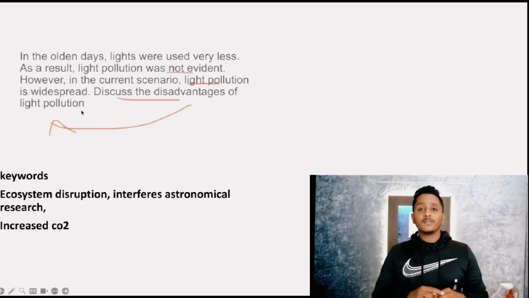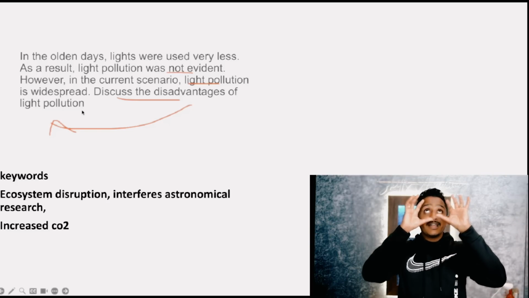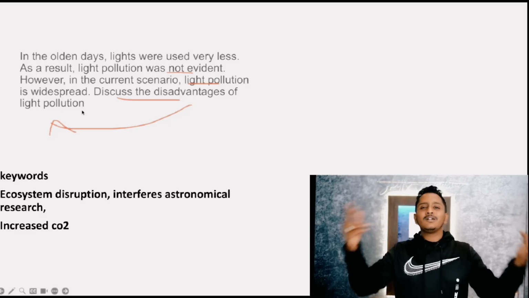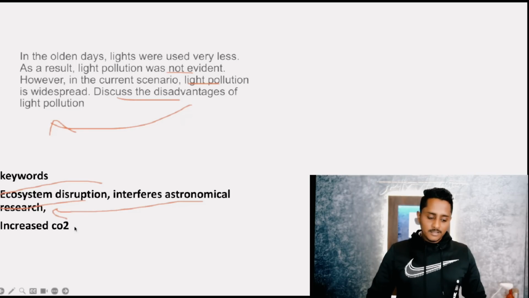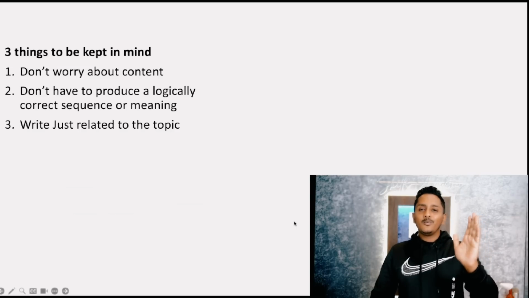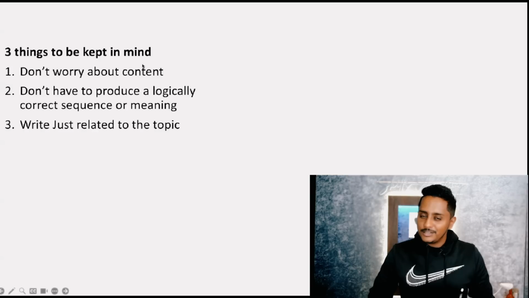It disrupts the ecosystem. We put a lot of lights, so where will the tigers go? And some astronomical experiments that happen will not be possible, because of pollution, the light will not scatter. So this is the thing: ecosystem disruption, interferes with astronomical research, or increases CO2 from some of the lights. Anything, just write. And now you just have to worry about these three things. Pay more attention, these three things need to be kept in mind.